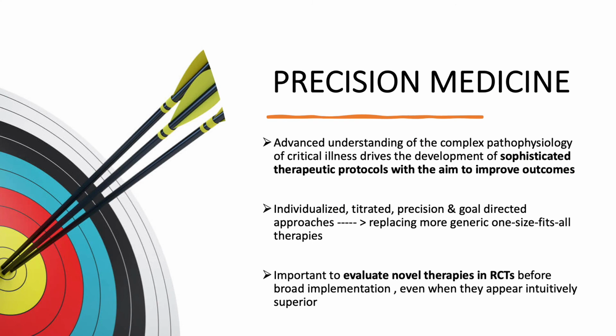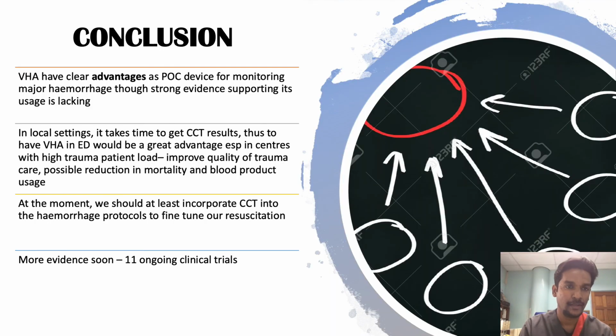Ladies and gentlemen, currently we are in the era of precision medicine, whereby sophisticated protocols and technology develop to precisely guide our treatment. However, these novel therapies must be evaluated through RCT even though they intuitively appear superior. In conclusion, VHA has clear advantages as a POC device for monitoring major hemorrhage, although strong evidence supporting its usage is still lacking. In our local setting, it takes a long time to get our CCT results back. Thus, to have VHA in ED would be a great advantage, especially in centers with high trauma patient load.